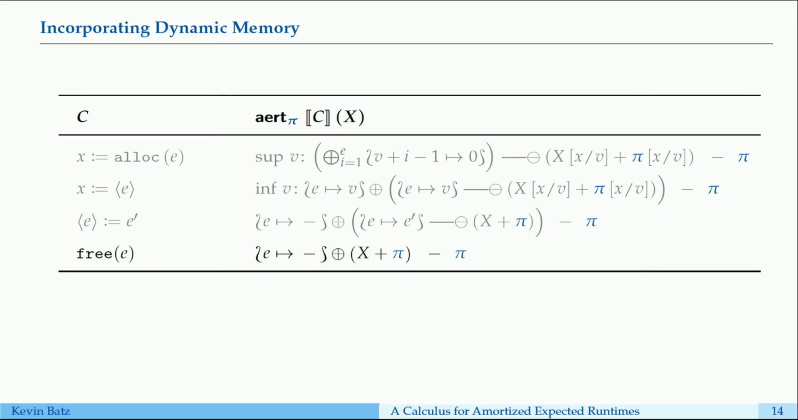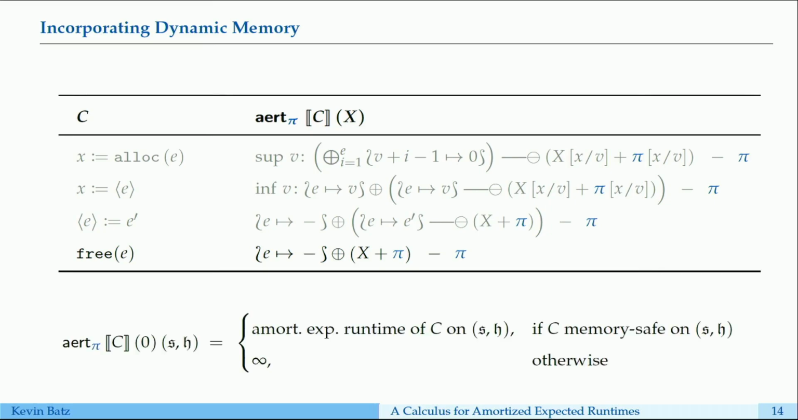Basically, the same intuition holds for the other constructs. And then, importantly, the aert is defined in such a way that we either get the amortized expected runtime of C, if C is memory safe on the given initial state, and otherwise the aert will evaluate to infinity. So in particular, if you can prove that the aert is finite, this already implies that the program is memory safe.